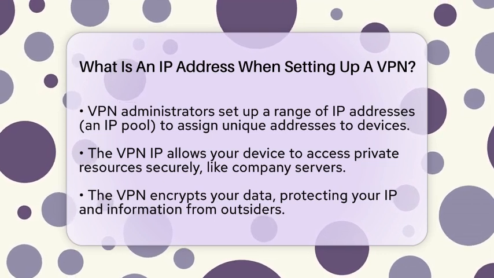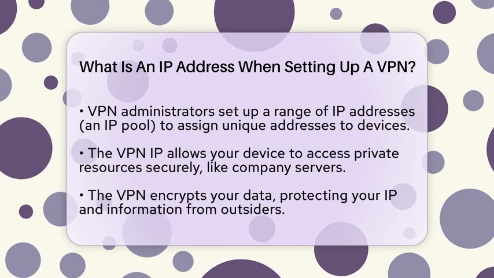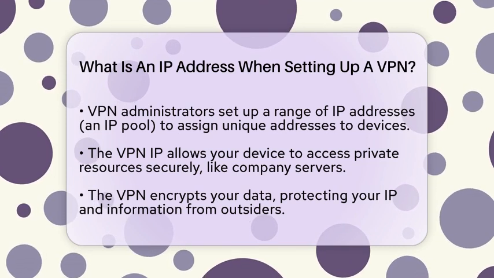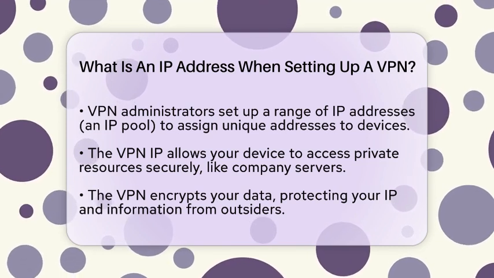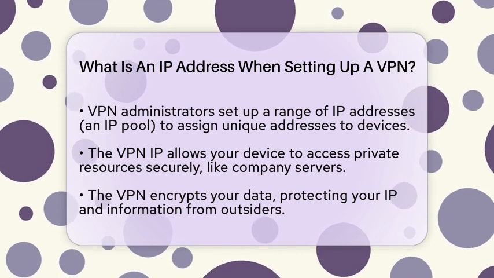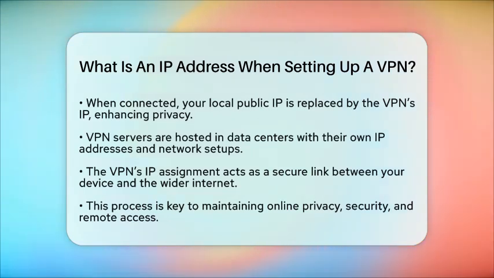The IP address you get from the VPN allows your device to act as if it's part of the private network. This is especially useful for accessing protected resources like company servers or databases. The VPN encrypts your data, so your IP address and information stay safe from outsiders. When you connect, your device's local public IP from your internet provider is replaced by the VPN's IP. This switch is what gives you privacy and security while browsing or working remotely.